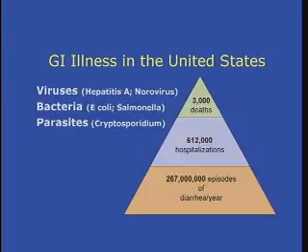The causative agents for this gastrointestinal illness include viruses, examples being hepatitis A and norovirus; bacteria, E. coli and salmonella being examples that occur in the United States each year; and parasites, cryptosporidium being the most frequently reported parasite in the United States.